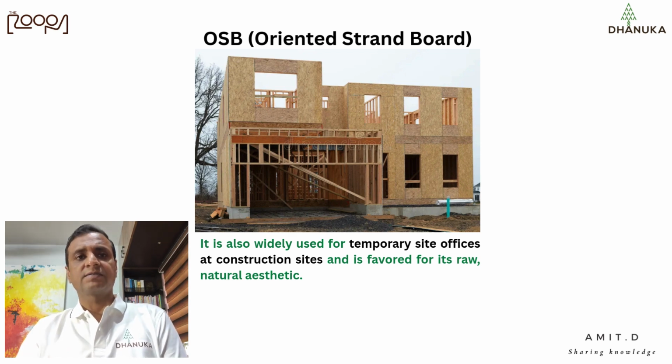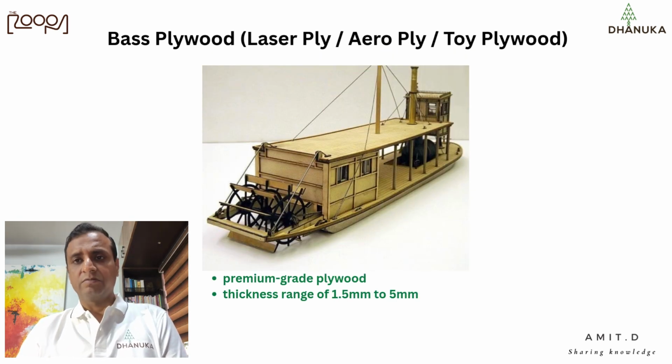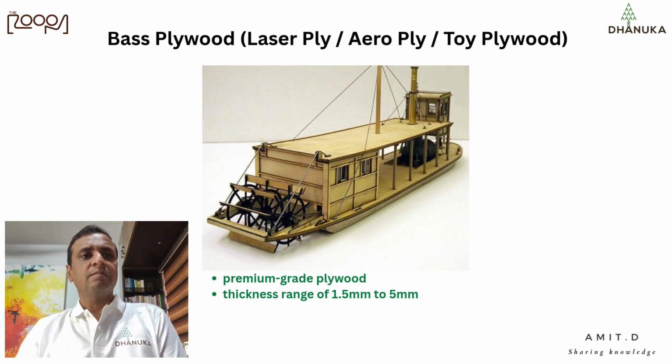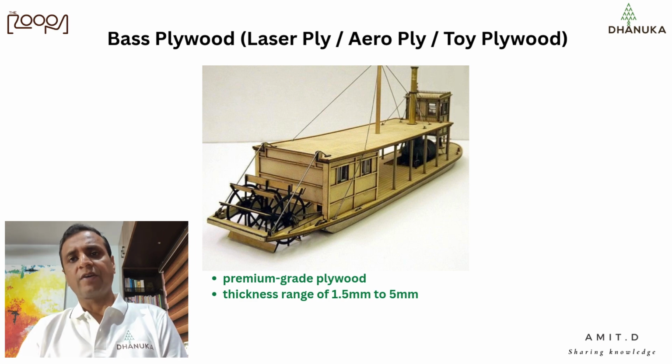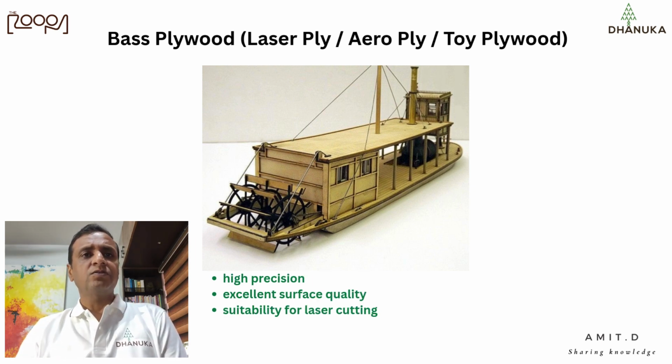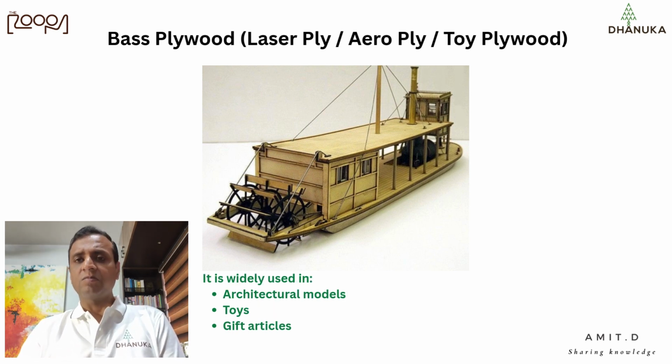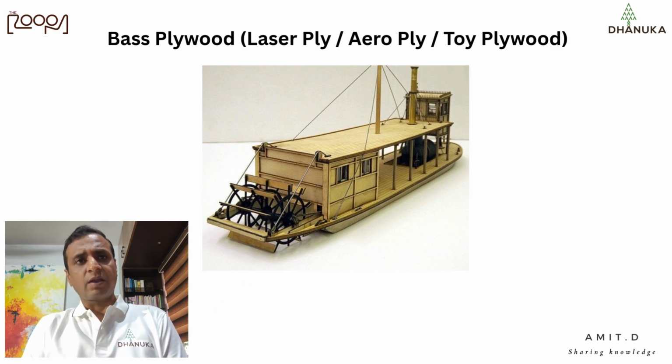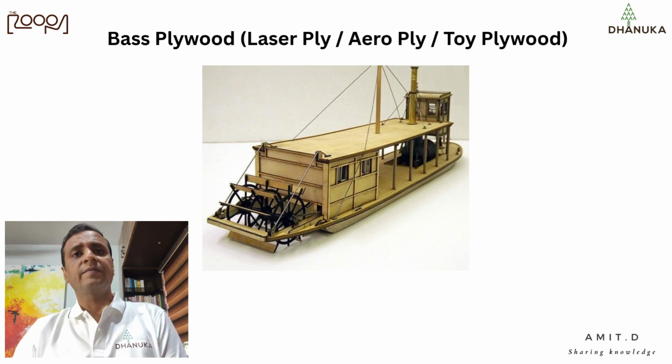Bass plywood, also called laser ply, aero ply, and toy plywood. Bass plywood is a premium grade plywood with a thickness ranging from 1.5 mm to 5 mm, though higher thicknesses are available. This type of plywood is known for its high precision, excellent surface quality, and suitability for laser cutting. It is widely used in architectural models, toys, and gift articles. Due to its fine quality, bass plywood is a preferred choice for delicate and detailed work.